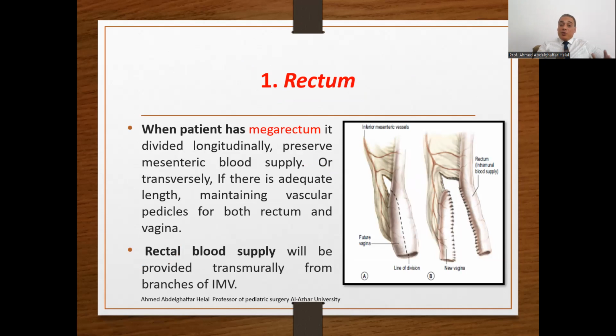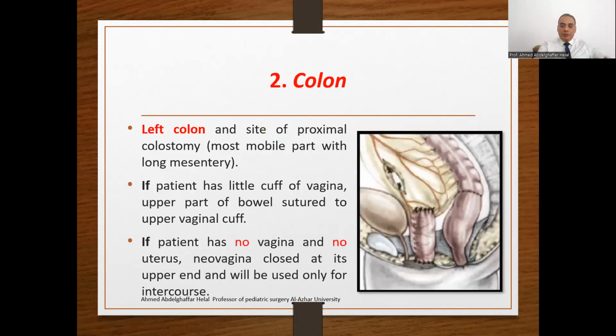The rectal blood supply will be provided transmurally for this part, no problem, and this new vagina, we preserve its blood supply from the arcades and the mesenteric vessels. This is the rectum. This is the first choice if the patient has a megarectum, allowing us to divide this rectum longitudinally or transversely between the natural rectum and the new vagina.